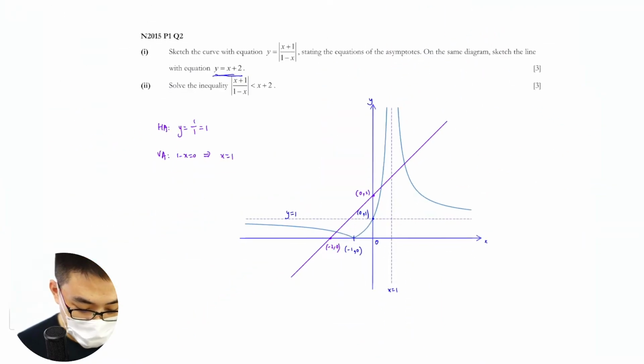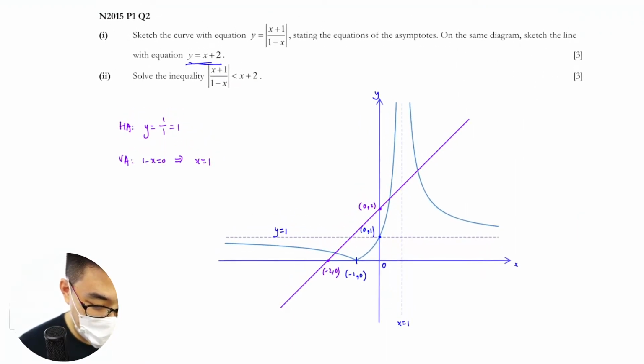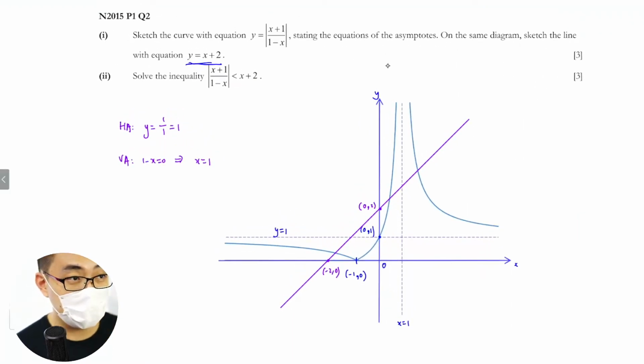Am I right? Oh, stating the equation of the asymptote. So you need to write down the equation of the asymptotes. That's about it. So this is the graph that you should submit.